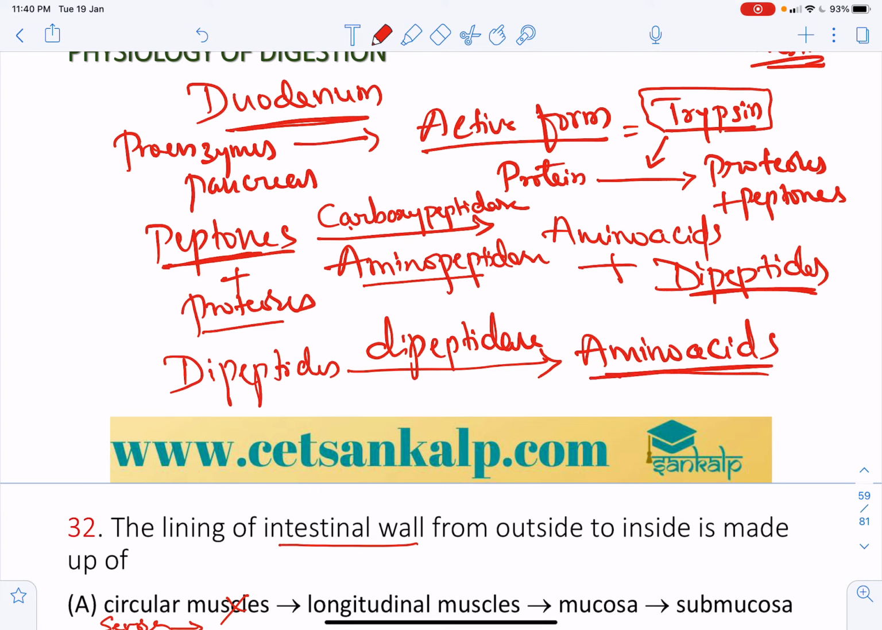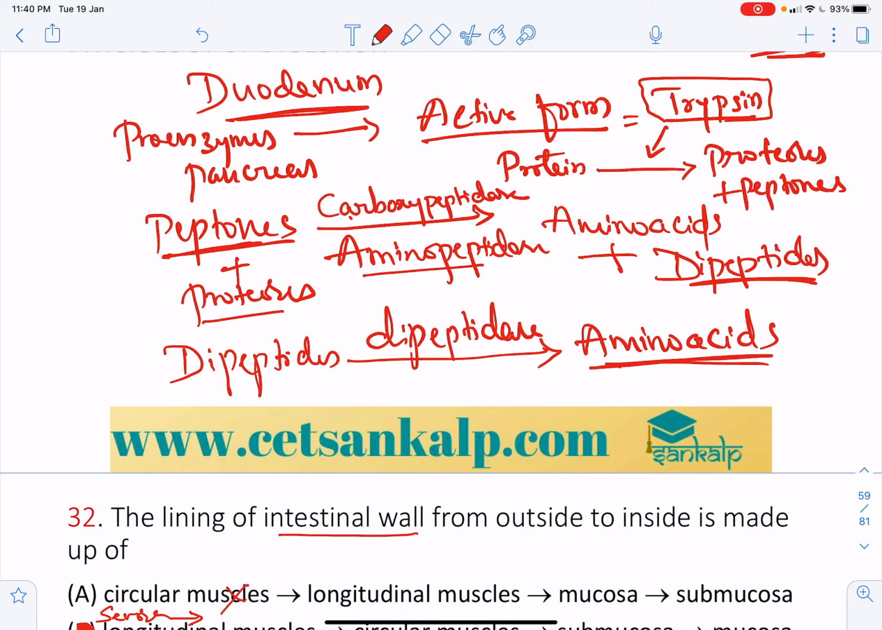That is the very important thing: the breakdown of the peptide bond. If there are two amino acids attached by a peptide bond, that bond will be broken down, and it releases the amino acids.